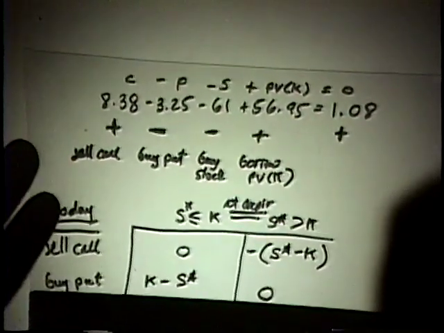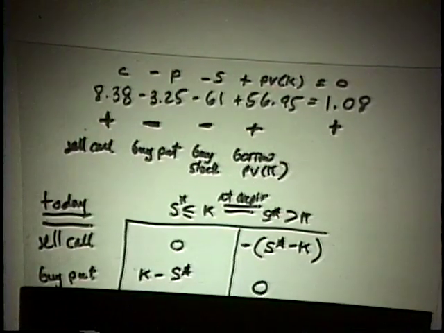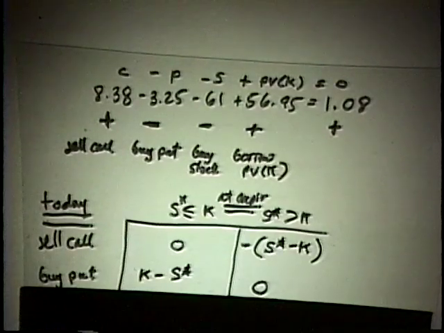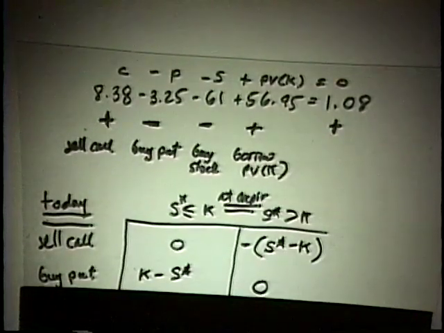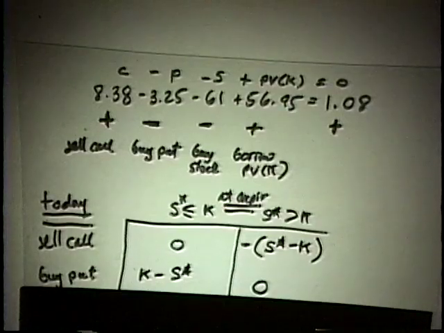Next is, let's buy a put, and we know what the payoff of that is. It's K minus S star if the price goes down. If the price goes down to 90, and the strike price is 100, that's K minus S star, which is 100 minus 90. Yeah, keep on using those numbers. I think it's a good idea.